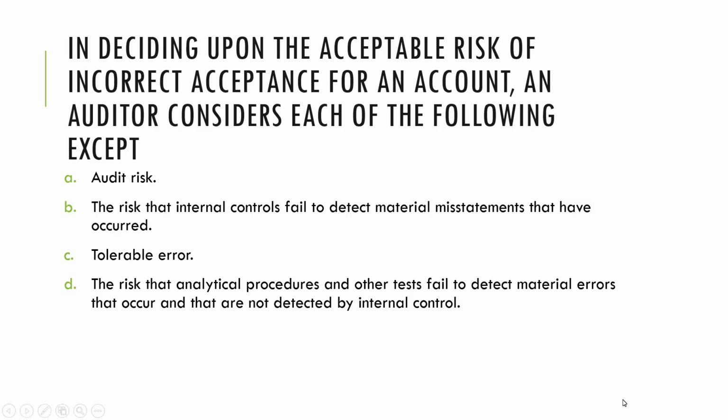Let us now proceed to the next question, and this one delves a little bit into the concepts of audit sampling. So, in deciding upon the acceptable risk of incorrect acceptance, let's stop for a while and try to recall that the acceptable risk of incorrect acceptance, or ARIA, is actually one of the super twins. We have ARIA and ARO, acceptable risk of incorrect acceptance and acceptable risk of over reliance. Both of these represent the type 2 risk in audit sampling.